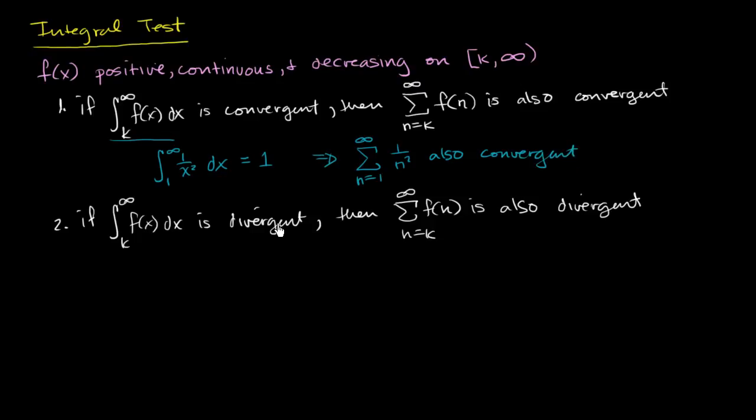And now we can see an example where we go the other way. Let me write the integral down. Let's start with this integral from 1 to infinity, not of f of x is equal to 1 over x squared, but let's say that f of x is equal to 1 over x.